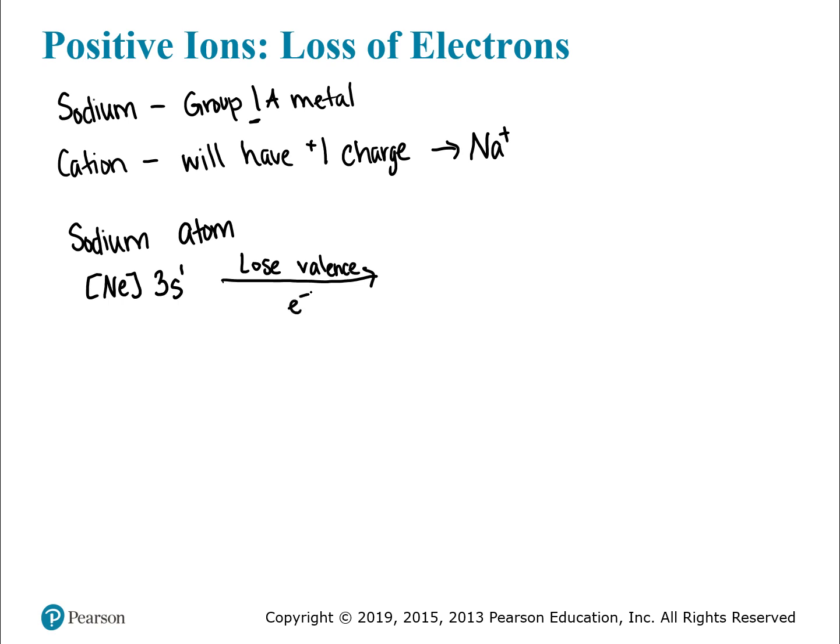When sodium loses that valence electron, it becomes the sodium ion. So that's how you name it. And the electron configuration is the nearest noble gas, which is neon.